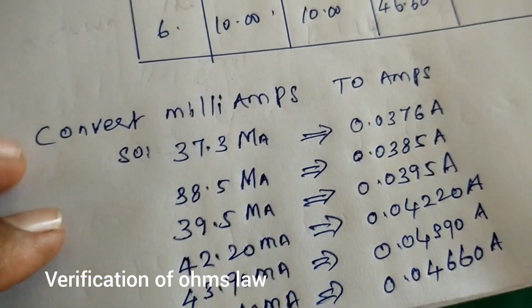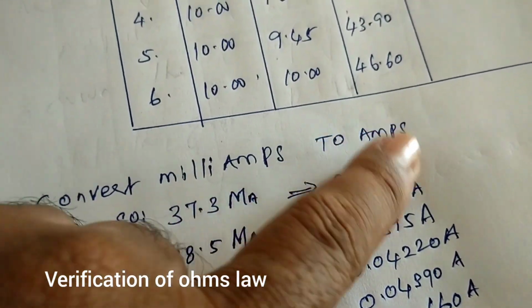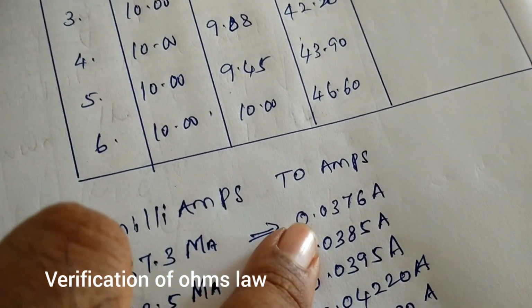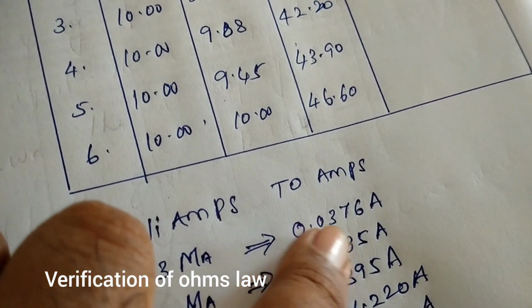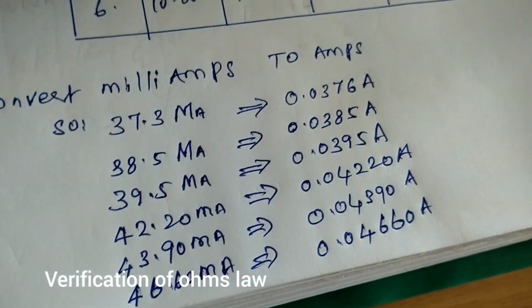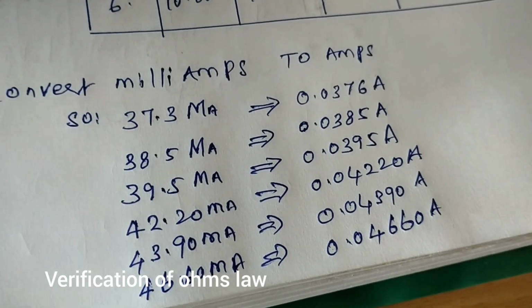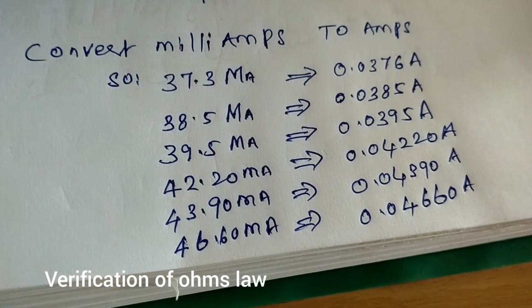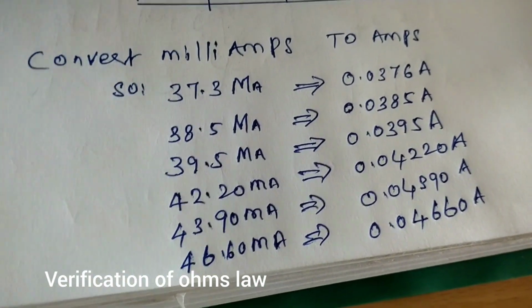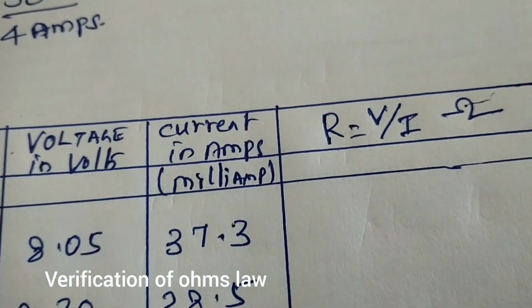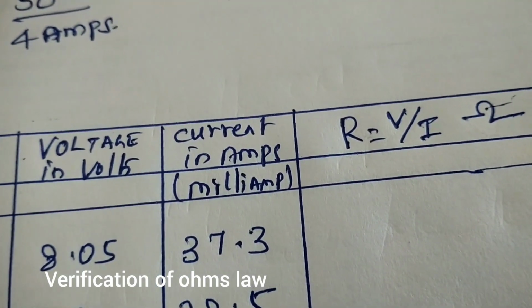So converting milliamps to amps. So 37.3 milliamps we get 0.0373 amps. For the same, 38.5 you are getting 0.0385 amps. For 39.5, 0.0395 amps. Now you can solve this to find out R, that is R equal to V by I.